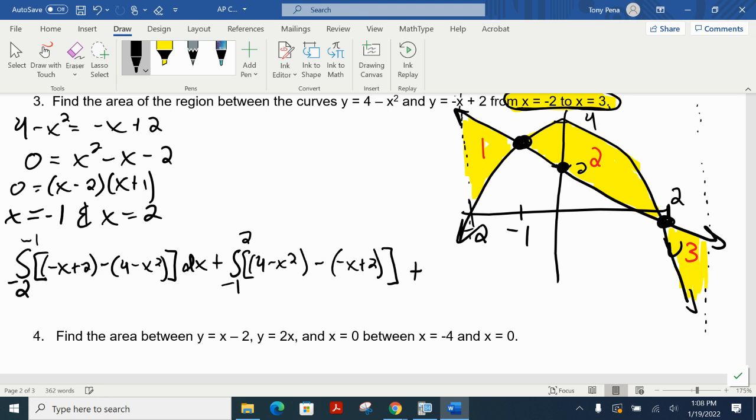Plus, and then finally, this third one, hopefully by now people are understanding how to set this up. That one would start at 2, go to 3, and then between 2 and 3, the line has jumped back on top, and the parabola is on the bottom.